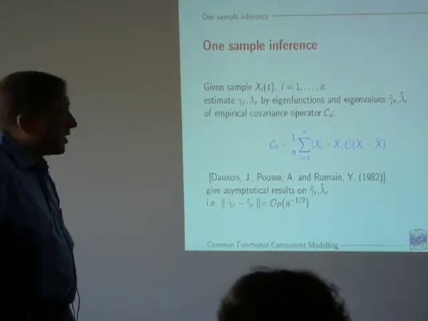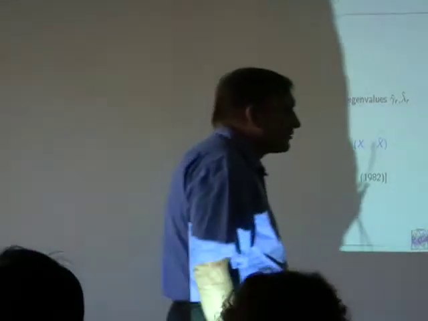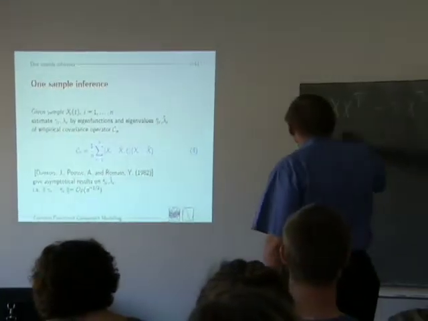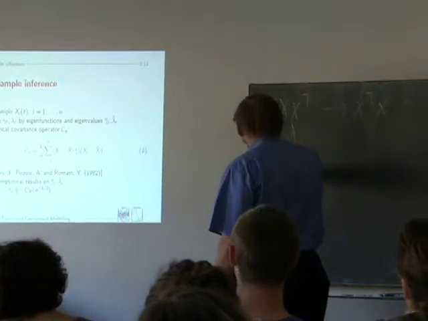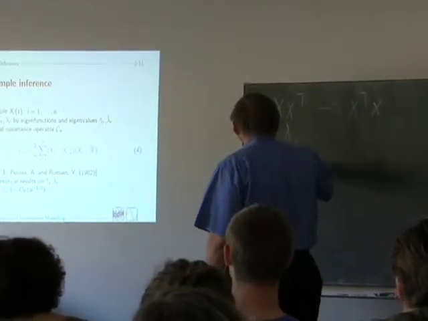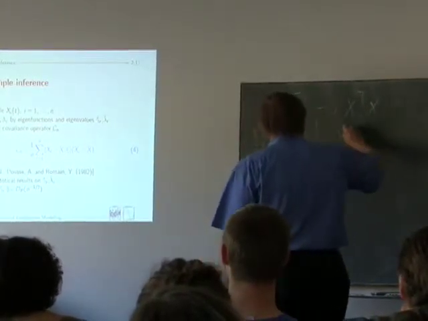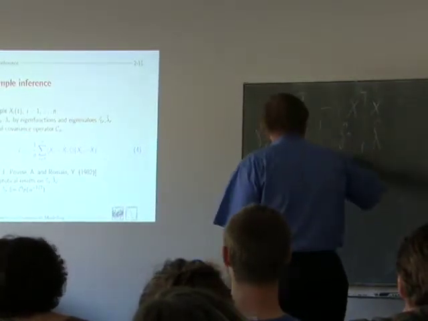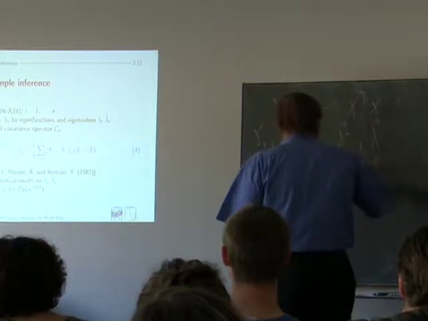Okay. And for example, what you have to keep in mind for the rest of the talk, we have gamma r and lambda r. These are truth. Then you have gamma hat and lambda hat. These are for the empirical, for known curves.